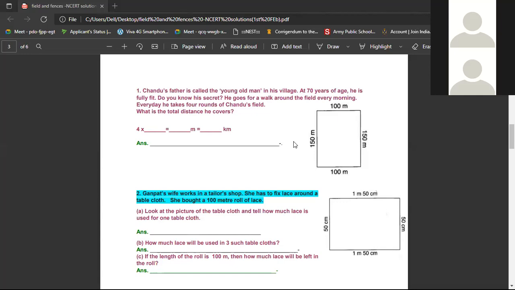At the age of 70, he goes daily for a walk of 2 kilometers. That's why he is very physically fit. He looks like a young man. That's why he is called a young old man. So this is the answer. In the textbook itself, you can give the answer. It's very simple. 4 into 500. How 500? 500 is the boundary for one round. Clear? Yes, sir.